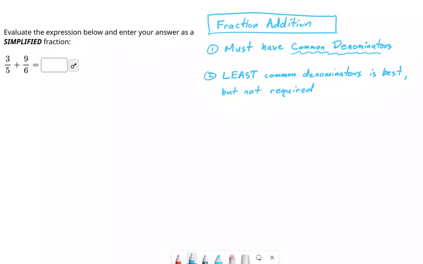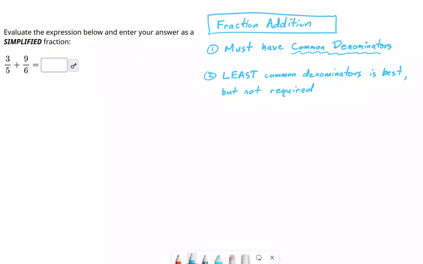So right here we have two fractions, 3/5 and 9/6, and we're adding those together. You notice the very first thing that's not convenient is those denominators are not common. You cannot just add things that have different denominators. It's a pretty hard rule. I could draw you some pictures to explain it, but I'm going to assume we've seen some of this before, and we just need a quick refresher. So I must have common denominators.